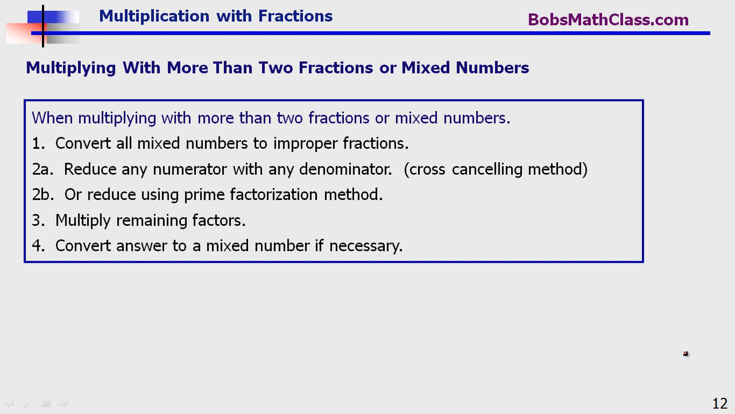2a. Reduce any numerator with any denominator. That's the cross-canceling method. Or 2b, reduce using the prime factorization method. Depends on the numbers, right? If you have large numbers, use prime factorization. And then 3, multiply the remaining factors. And 4, convert the answer to a mixed number if necessary. So if the directions say so, then we will.